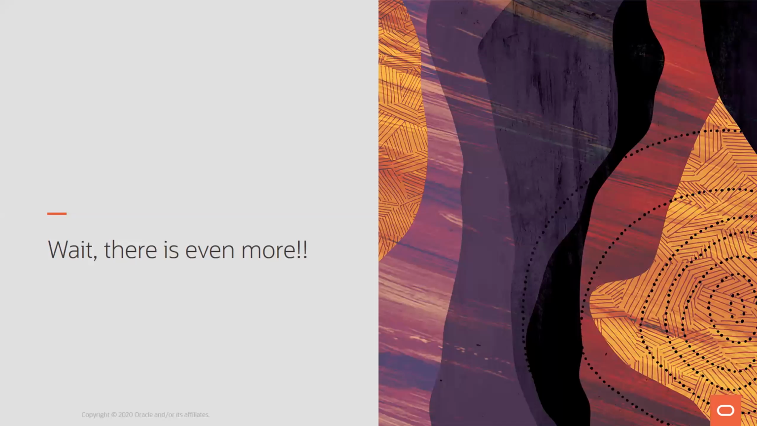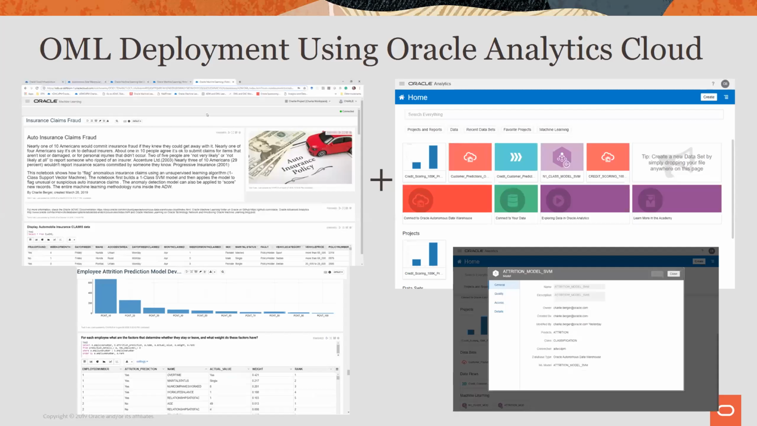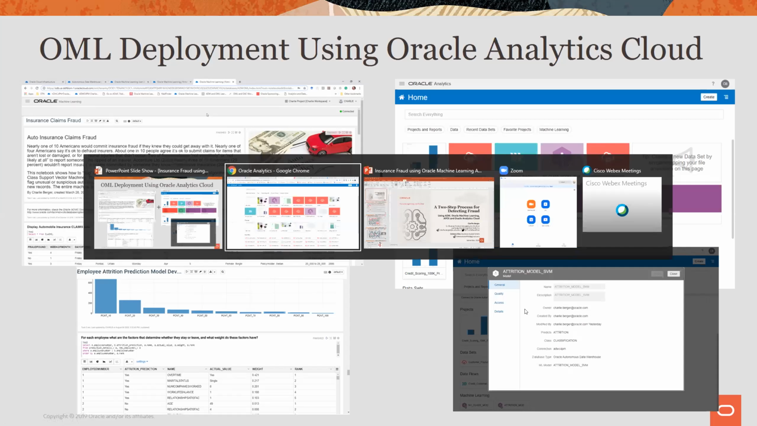But wait, there's even more. I don't know if you've noticed, but we've been working with the Oracle Analytics Cloud development team, and they've done some really cool things lately. Now that I have some models inside the database, I, as an Analytics Cloud user, can simply point at those results and graph them, but I can also register a model like this attrition support vector machine model or a fraud model or whatever. So I'm going to show you just a little bit of that here.